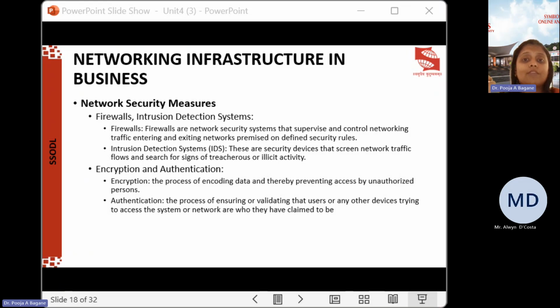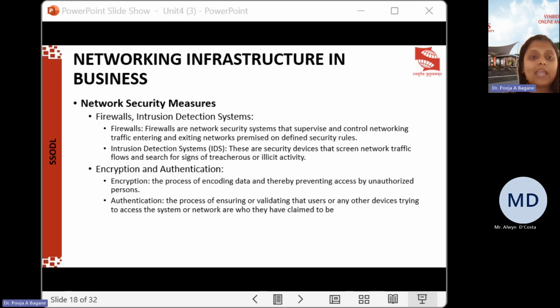This intrusion detection system can be a standalone device or incorporated into other network security devices. Both are possible: it can be a standalone device, or it can be incorporated into the network security.